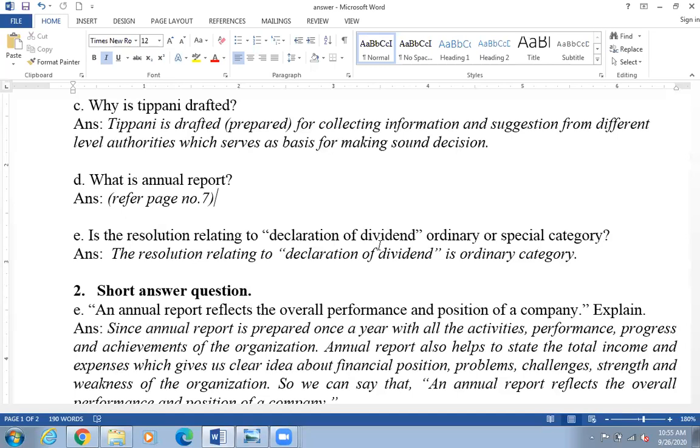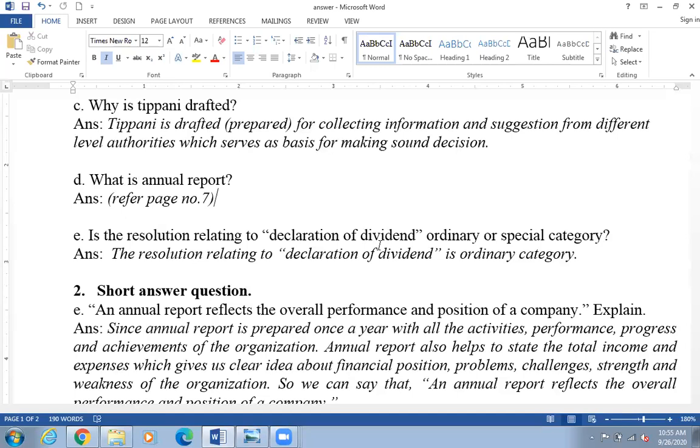In the previous topic only they already discussed it. Say 40% they are going to give as a dividend. So there are two types of resolution. One is the ordinary resolution, where if just 50% pass it, it is going to work. A special resolution needs more than 75% to declare it. So this is the ordinary one.